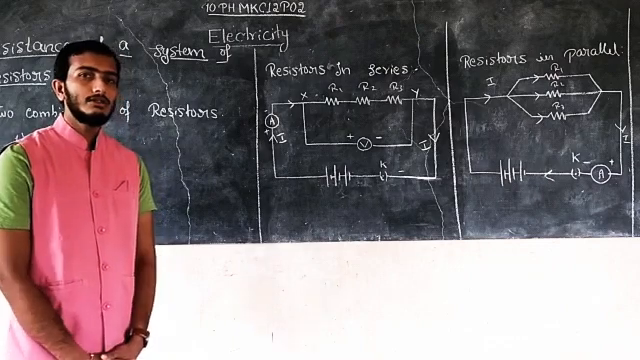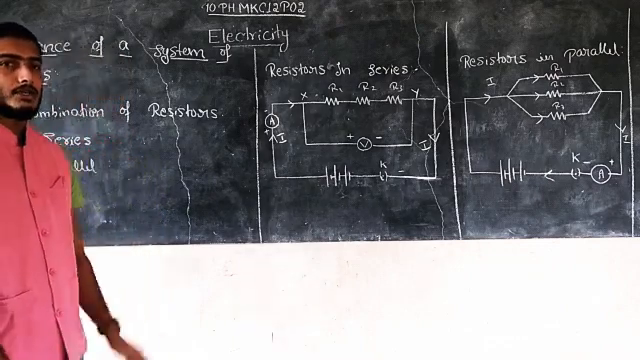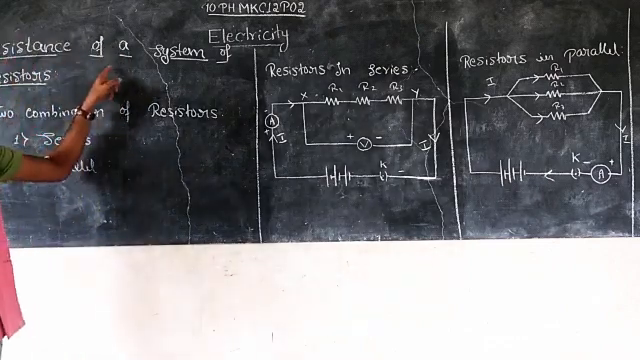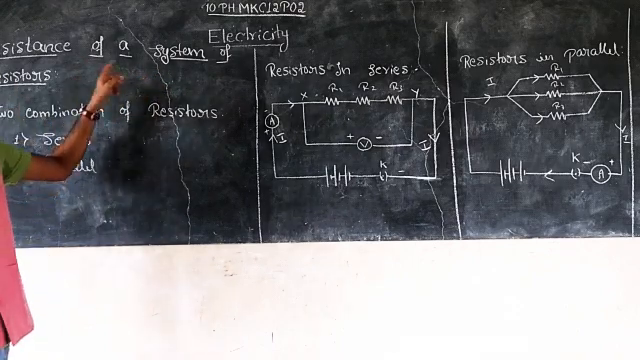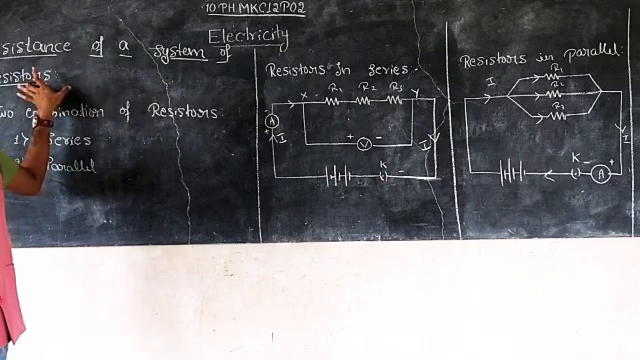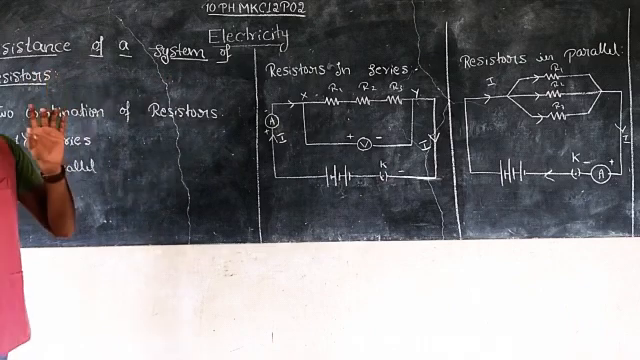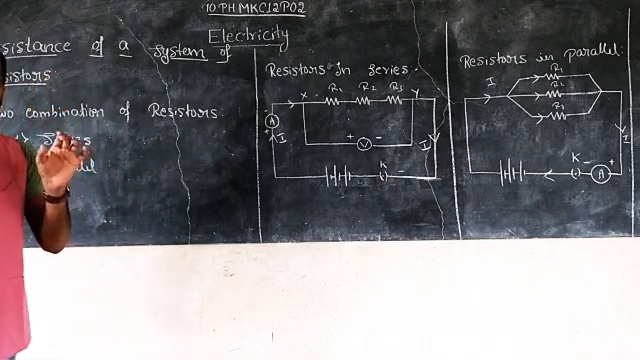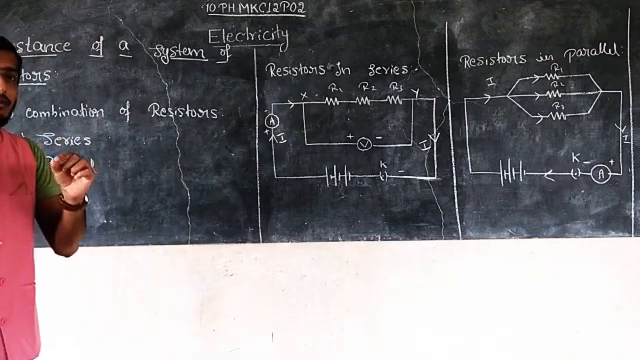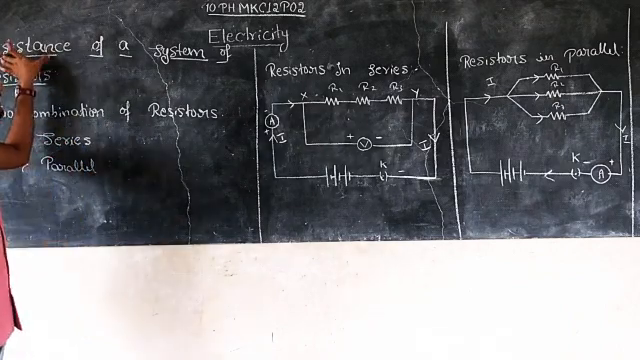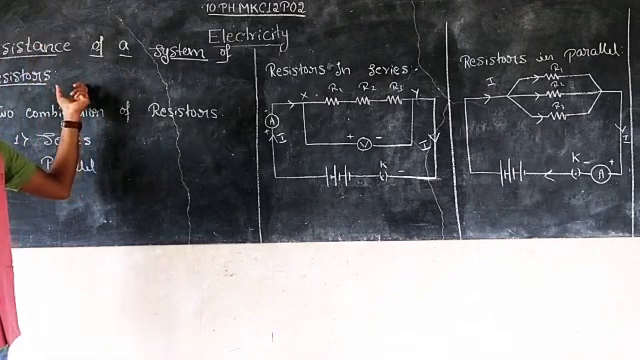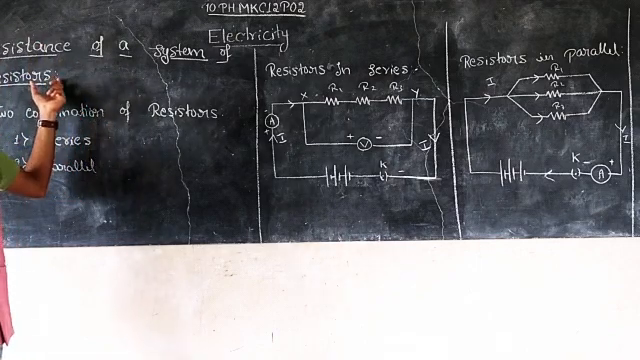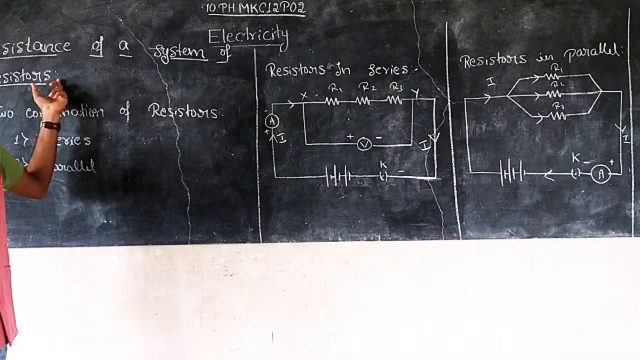Today we are going to discuss the resistance of a system of resistors. A resistor is one of the components we use in circuits. Resistance means the value of the given resistor. So there is resistance and there are resistors.